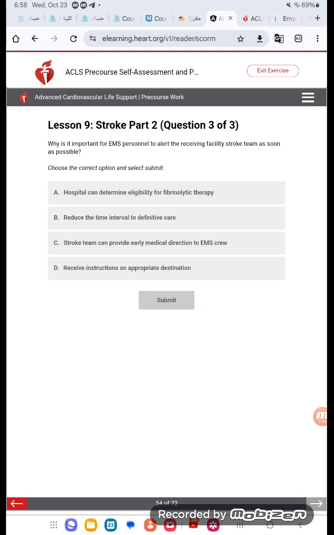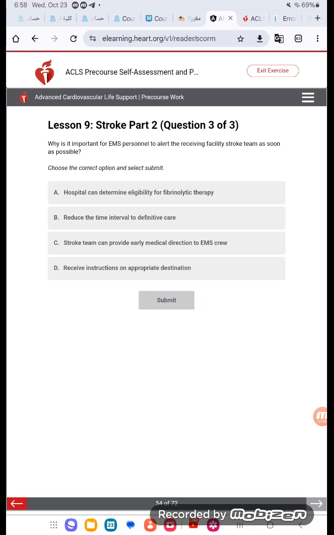Determine eligibility for fibrinolytic therapy, reduce time interval to definitive care. Stroke team can provide early medical direction to EMS crew, receiving instruction on appropriate destination.